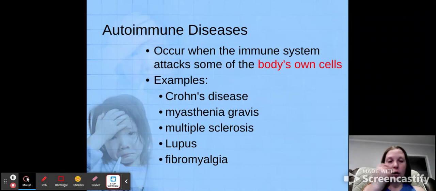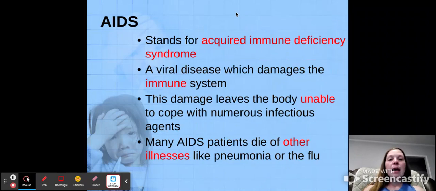And then we have autoimmune diseases, which occur when the immune system attacks some of the body's own cells. It doesn't realize that the cells produced are actually cells from the body. They think that they're foreign cells. So that would be like Crohn's disease is one. Myasthenia gravis is one. Multiple sclerosis is one. Lupus, and then fibromyalgia.